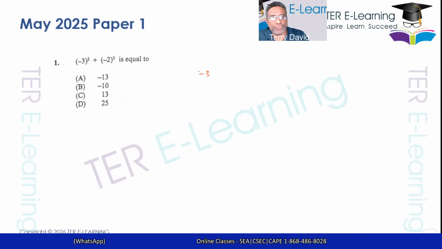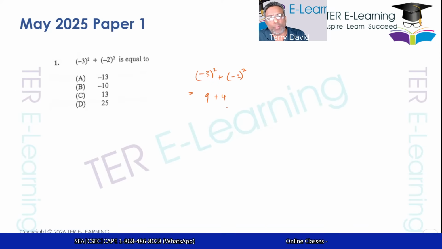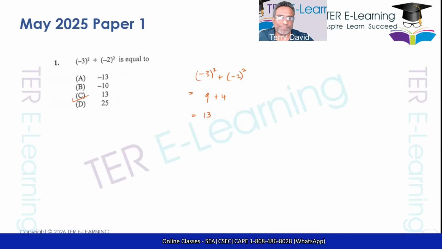So we have minus 3 squared plus minus 2 squared. Okay, we've seen this question before. This is going to be 9 plus 4, and that's going to give us 13. Now, I think I saw some new questions on the paper here. So let's see if you can see.